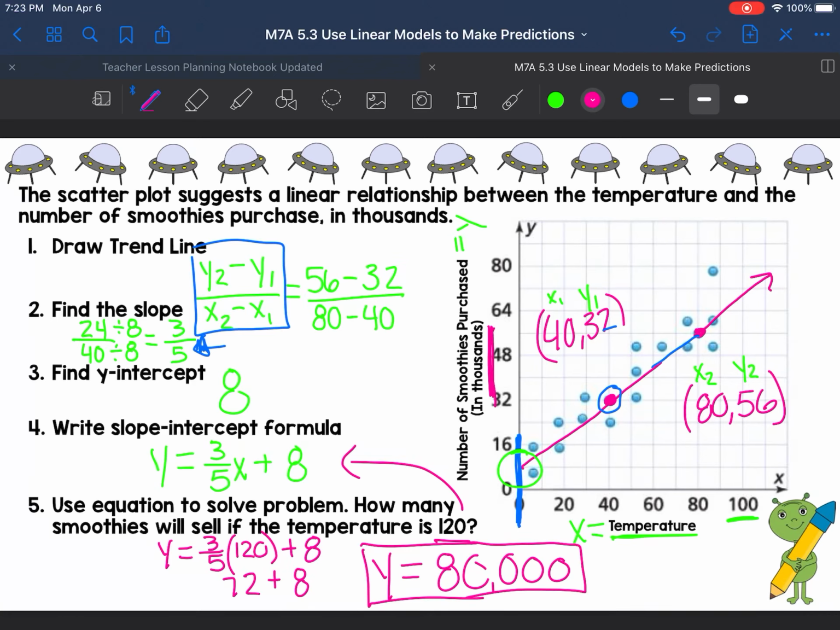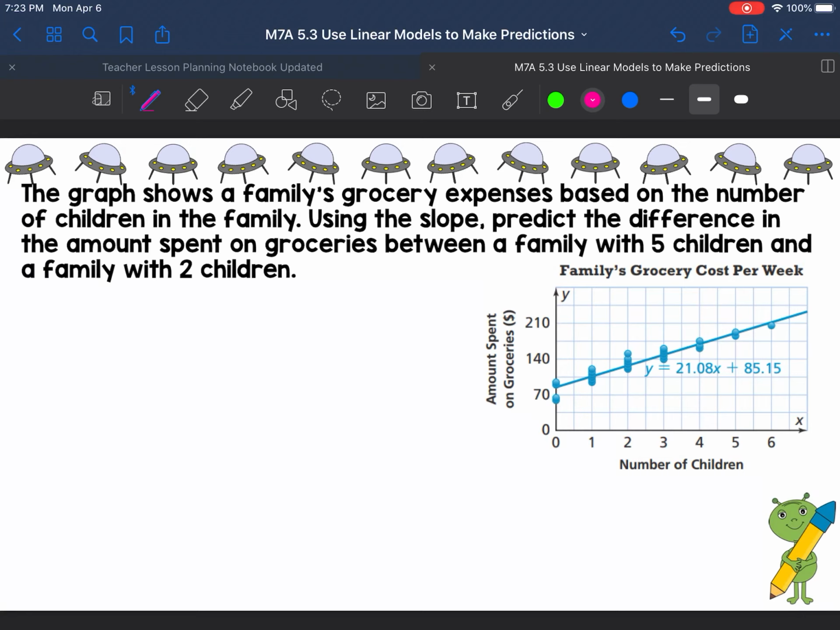80,000 smoothies, because it says in thousands. So instead of this 40 being 40,000 and 32,000, we just shortened it. But your final answer still does need to represent the thousands. Okay, so now let's take what we've learned here and work on some more problems.